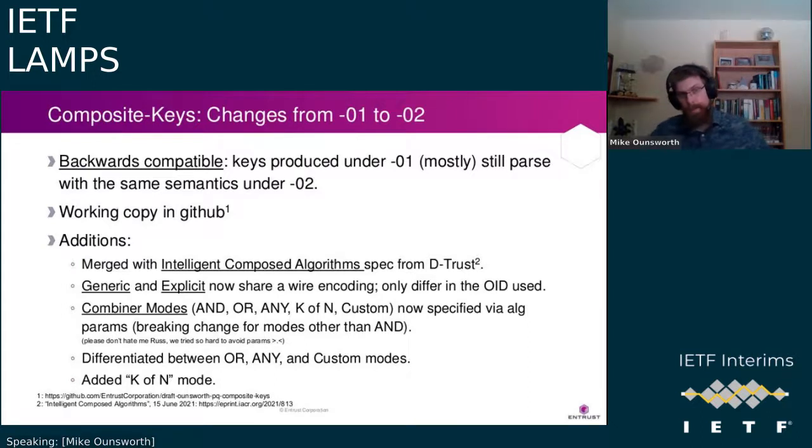And when I hear presentations, different people seem to refer to it in different ways. So we defined "any" to try and differentiate, and "any" and "custom" to try and add more differentiation, but I think we probably haven't quite got to the bottom of that. And we've also added the K of N mode, which is out of the D-Trust intelligent composed algorithms draft. So K of N would say, here's 5 keys, you're allowed to use 3 of them, and we would specify that in the public key.